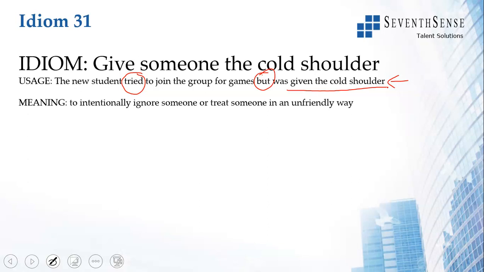The meaning is to intentionally ignore someone. So here the usage is of ignoring this person, and he was also probably treated in an unfriendly way. This is similar to what happened when you were given the cold food, which is the shoulder of the mutton. So remember the background story, and you will always remember the idiom to give someone the cold shoulder.